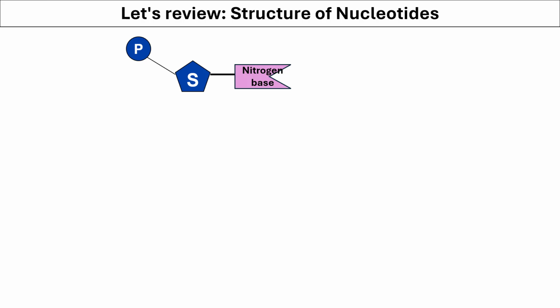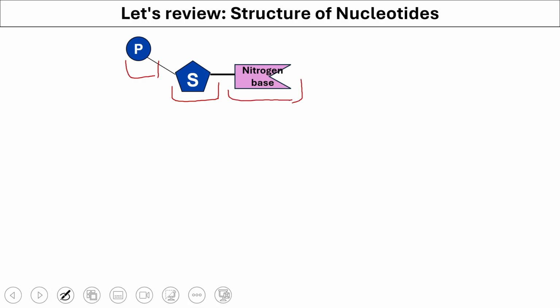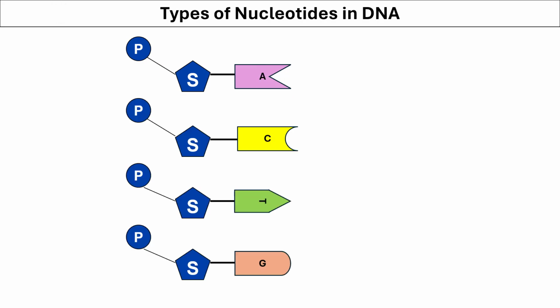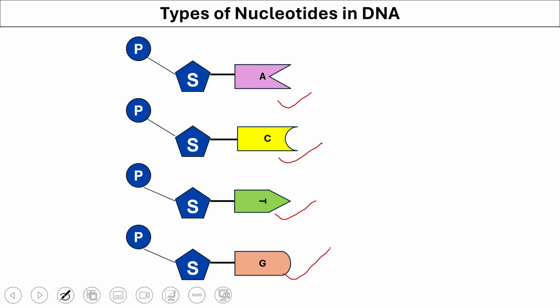A nucleotide has three main parts. One is a sugar molecule, a phosphate attached to the sugar molecule, and a nitrogen base. These nitrogen bases can be of four different kinds in a DNA molecule: adenine, cytosine, thymine, or guanine.